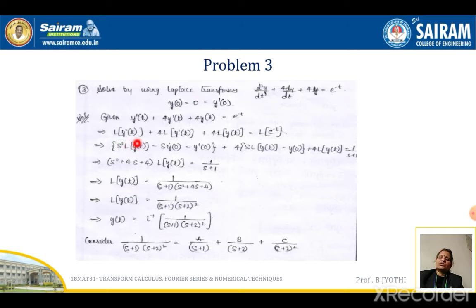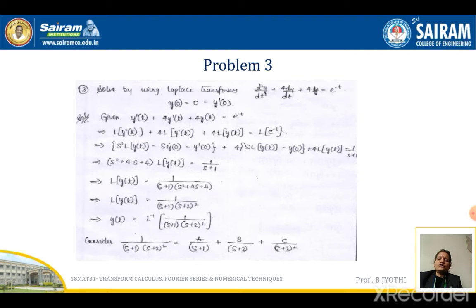So apply the Laplace transform on either side. We get L of y double dash t plus 4L of y dash t plus 4L of y of t equals L of e power minus t. So L of y double dash t is s square L of y of t minus s y of 0 minus y dash of 0, plus 4 into s L of y of t minus y of 0, plus 4L of y of t, which remains the same, and we know that L of e power minus t is 1 upon s plus 1.